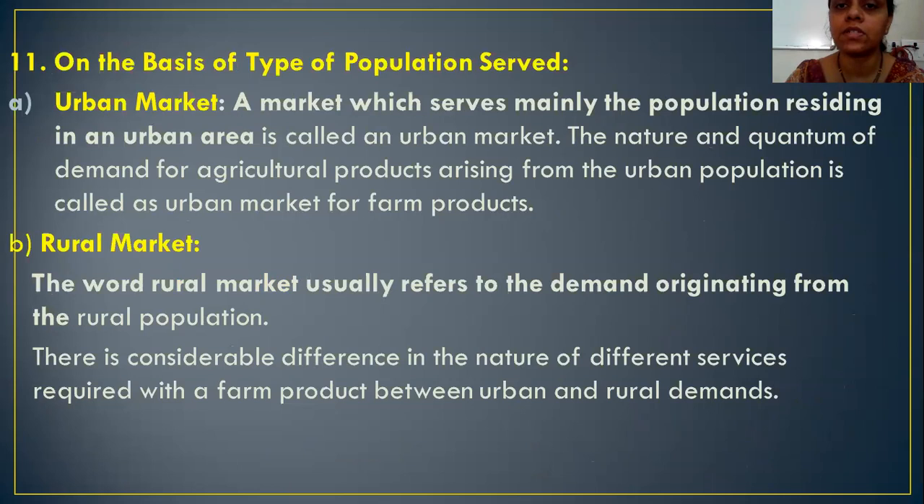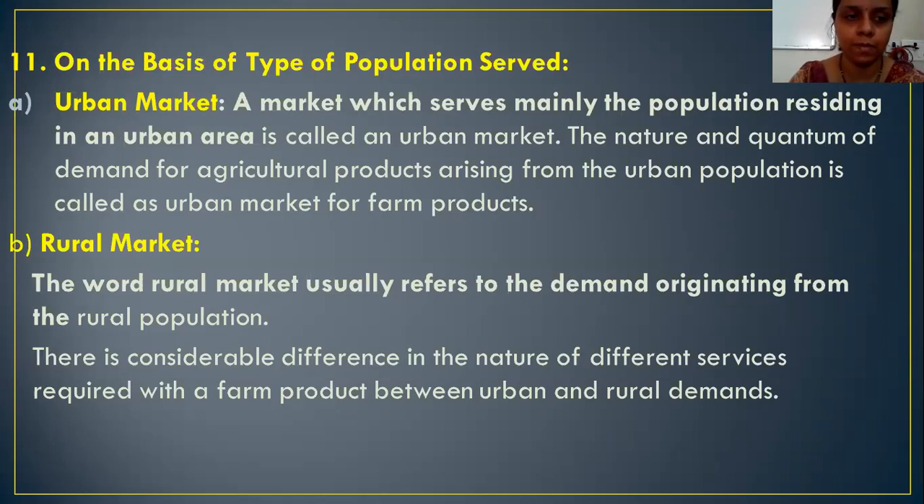A market which serves mainly the population living in an urban area is called an urban market. The nature and commodities of these markets are demanded for agriculture products arising from the urban population. These markets are called urban markets, and we can generally see the urban markets for farm products.